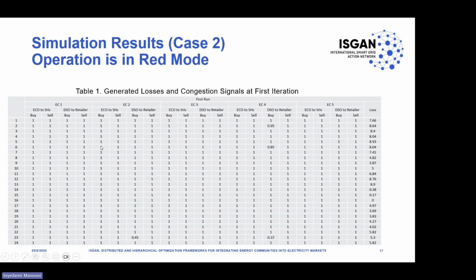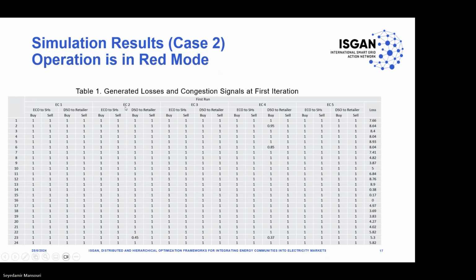retailer. So we are going to investigate the second case study, in which the DSO identifies network congestion. So you can see we have both losses here at the first iteration of this algorithm, and also this limitation. You can see limitations here.